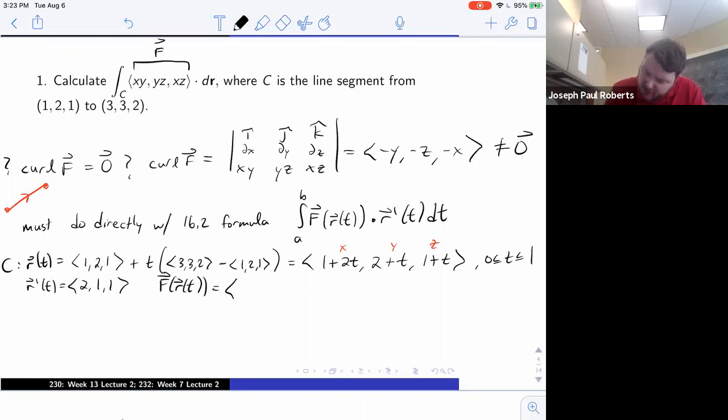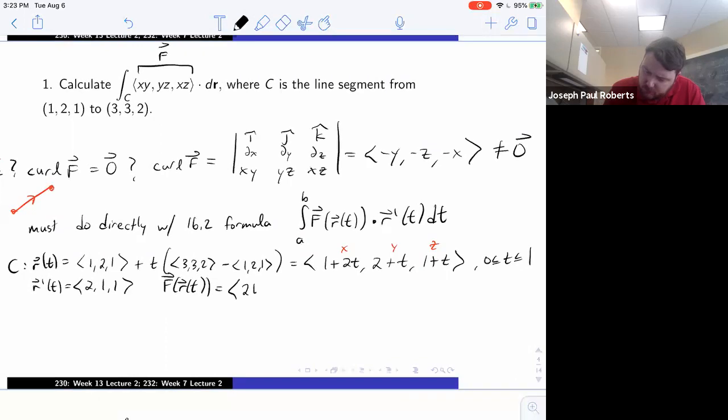So xy, I'm going to do it out. It's what? 2t squared plus 4t plus t, so plus 5t plus 2. So this is just a little tedious, but not difficult. Comma, yz. Yz is going to be t squared plus t plus 2t, so plus 3t plus 2.